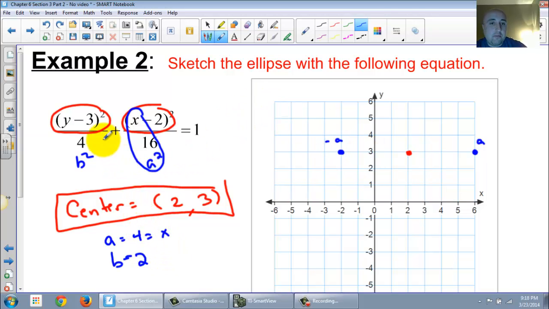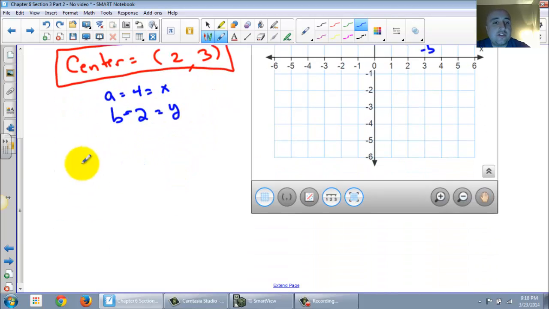So there is our positive a, and here is our negative a. And let's see here. B is underneath the y, so B is going to go on the y-axis. B is 2, so I'm going to go up 2, 1, 2, from our center, down 2. Okay, so there's our positive B, and there's our negative. Now, B doesn't necessarily have to be below the x-axis to be negative. This is just our B that is going down. Okay. Now, last thing we need to do is find our C.